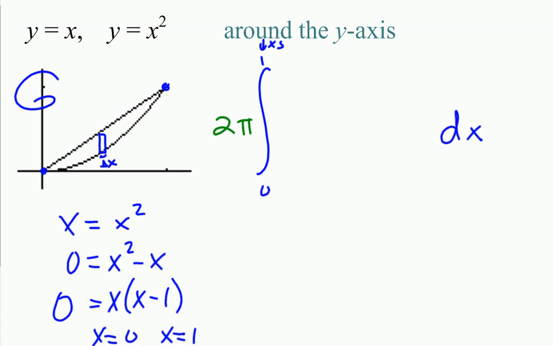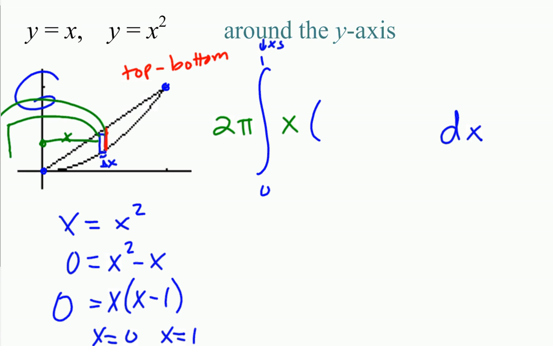And then our radius for the shell, again, think of your shell as being over here. I know that's kind of ugly, sorry. And then your radius would be from here to here, which again is just an x. So our radius is just x, and then our height is the length right there, which is just the top function minus the bottom. And our top function, you can tell, is the line, and the bottom function is the quadratic.